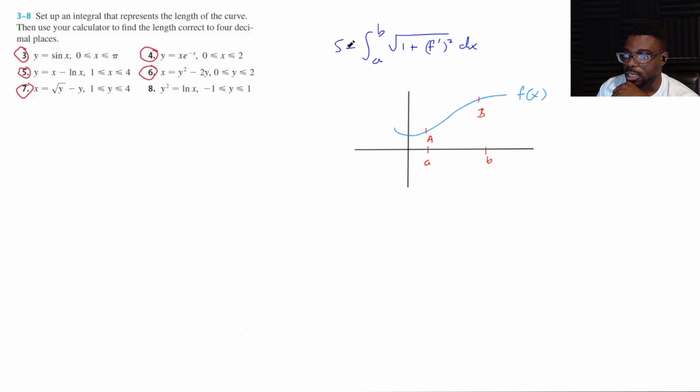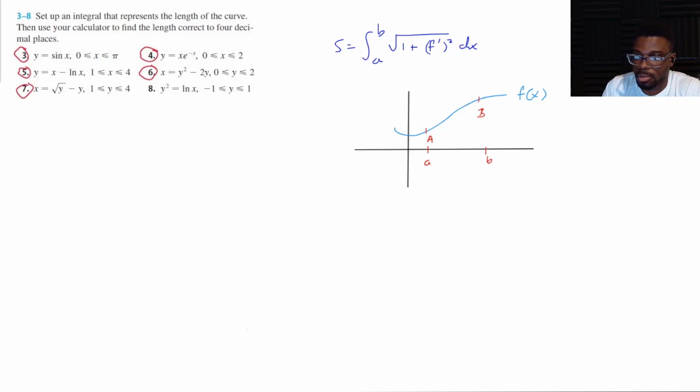So the arc length formula says that the length of the curve from x equals a to x equals b is just the integral of the square root of 1 plus f prime squared dx. So this means that we're going to have to first take the derivative of f, square it, add it to 1, and if we're able to simplify it further, we can, and then we can take the square root and calculate what the length of the curve comes out to be.